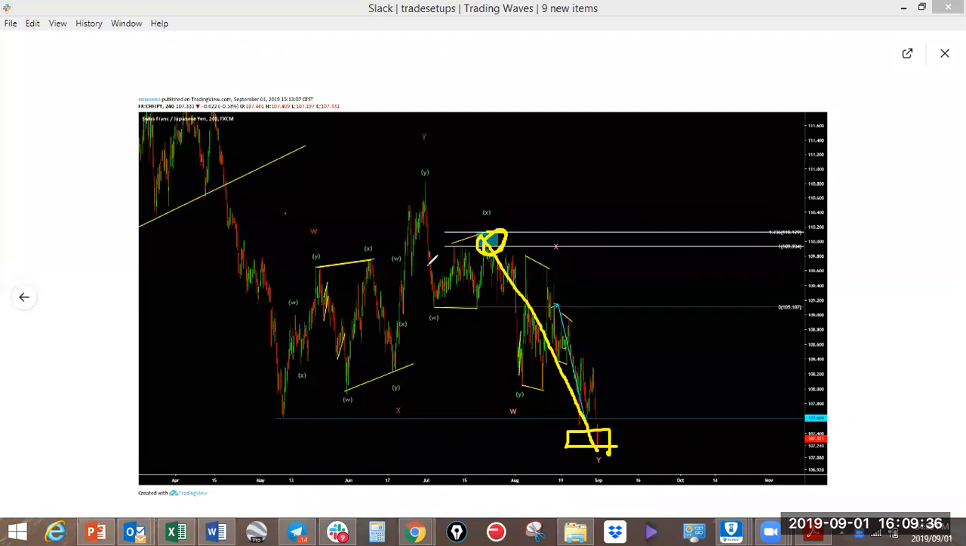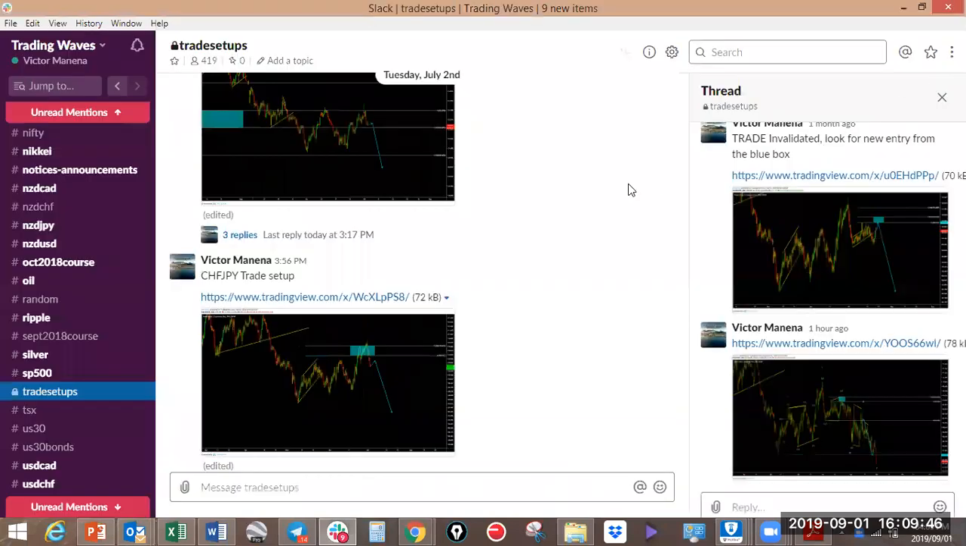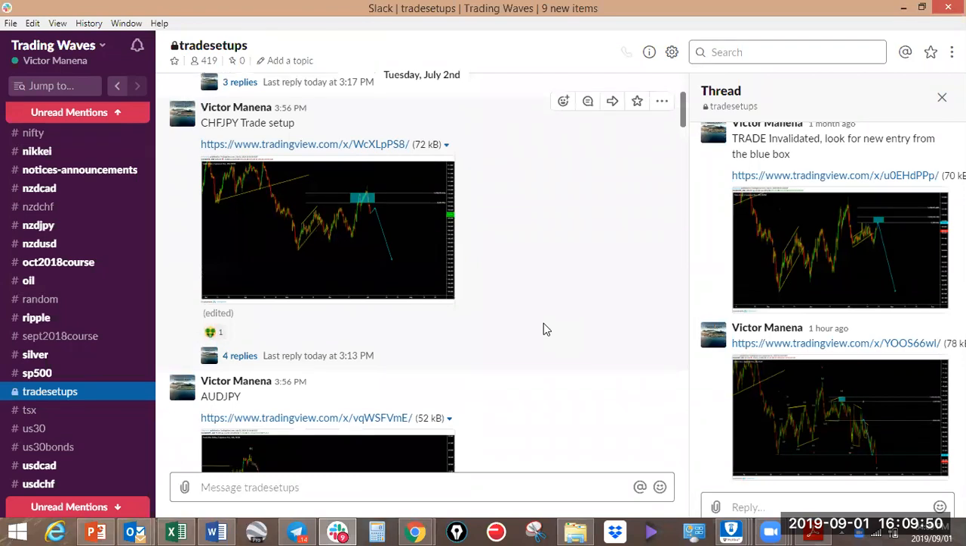I showed that we needed to get a corrective structure when we're still here. That is the corrective structure that we got, and this is how the move went. Now, that is actual trading, is actually pinpointing where to enter, when to put your stop loss, and where to take your profits. And that is how this trade has played out.